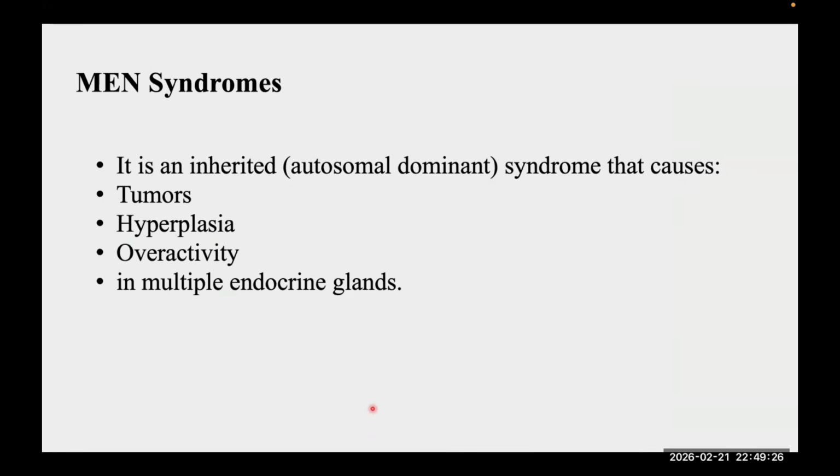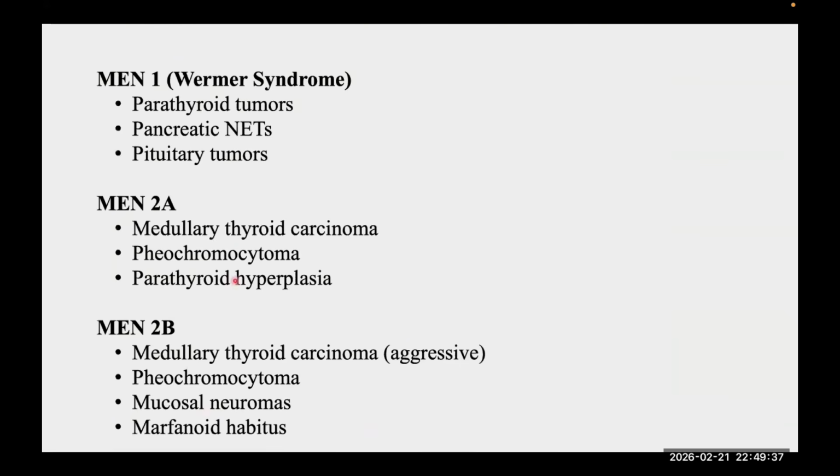Now let's discuss MEN syndromes in more detail. They're inherited conditions in an autosomal dominant fashion. They can cause tumors, hyperplasia, and overactivity in multiple endocrine glands. So MEN1 is the 3Ps. It's also known as Wermer syndrome. So there are parathyroid tumors, pancreatic neuroendocrine tumors, and pituitary tumors.